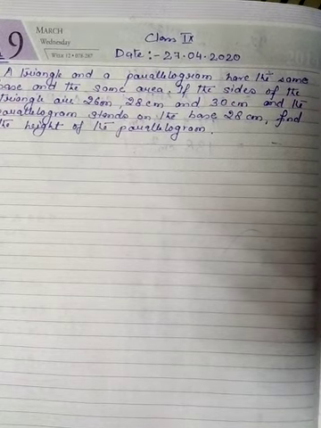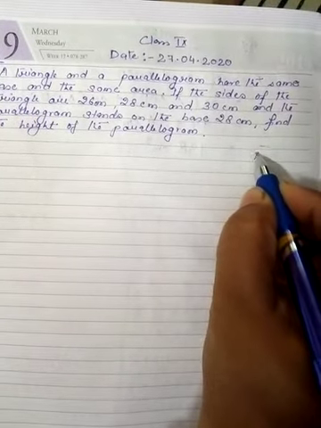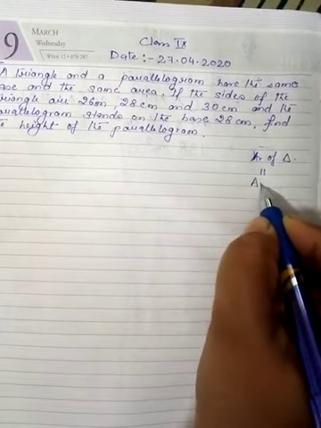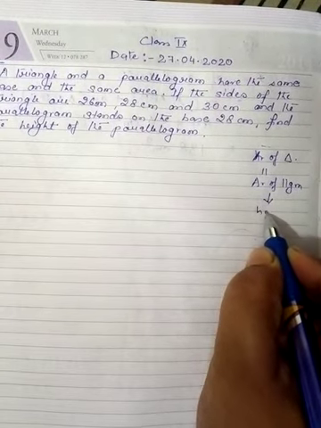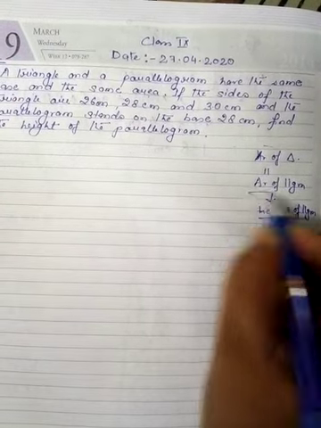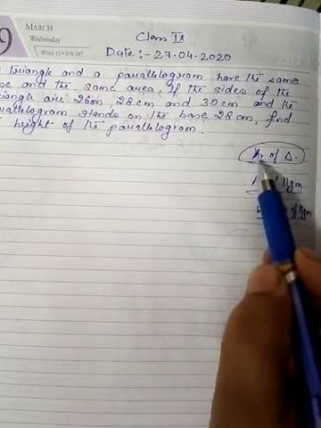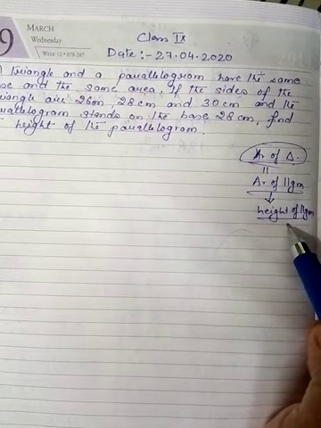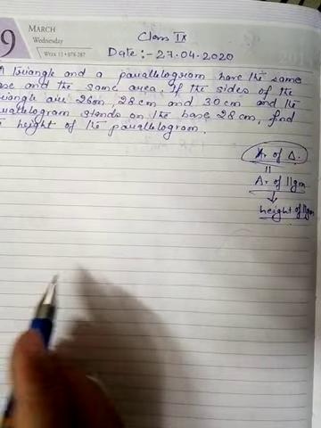So it's given in the question that the area of the triangle is equal to the area of the parallelogram, and then we have to find the height of the parallelogram. First, I'm going to find the area of this triangle. First we will find the area of the triangle, then the area of the parallelogram, and then we will find the height of the parallelogram.